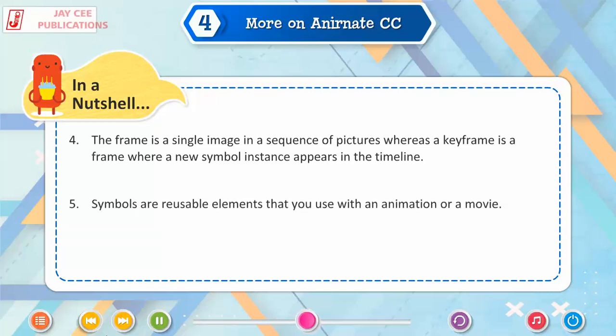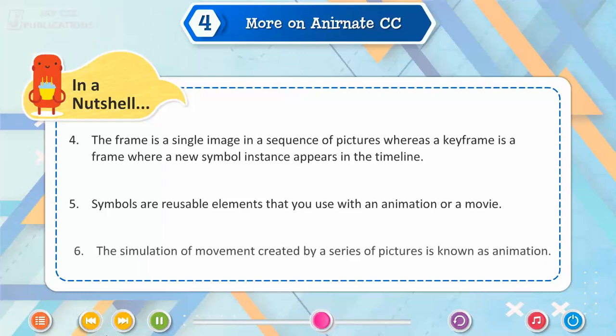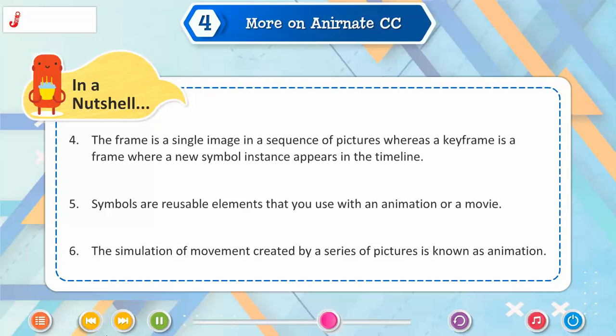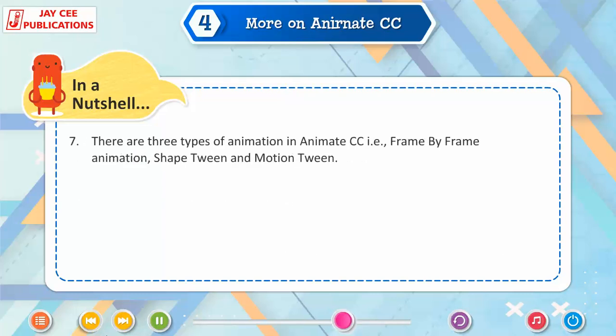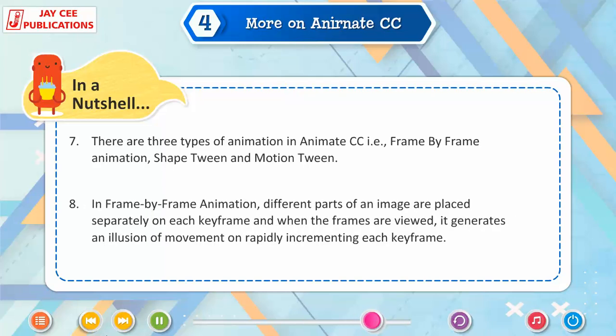5. Symbols are reusable elements that you use with an animation or a movie. 6. The simulation of movement created by a series of pictures is known as animation. 7. There are 3 types of animation in Animate CC, that is frame-by-frame animation, shape tween, and motion tween. 8. In frame-by-frame animation, different parts of an image are placed separately on each keyframe, and when the frames are viewed, it generates an illusion of movement by rapidly incrementing each keyframe.